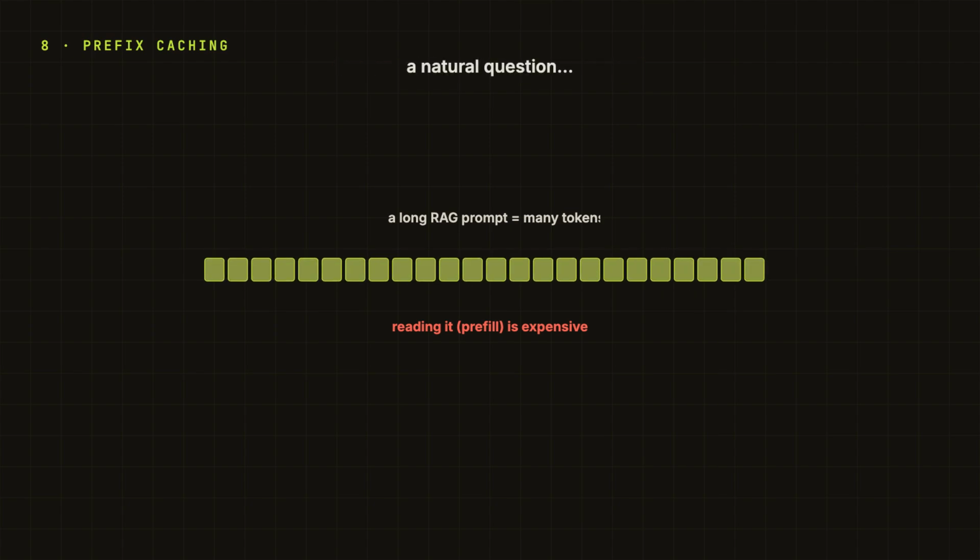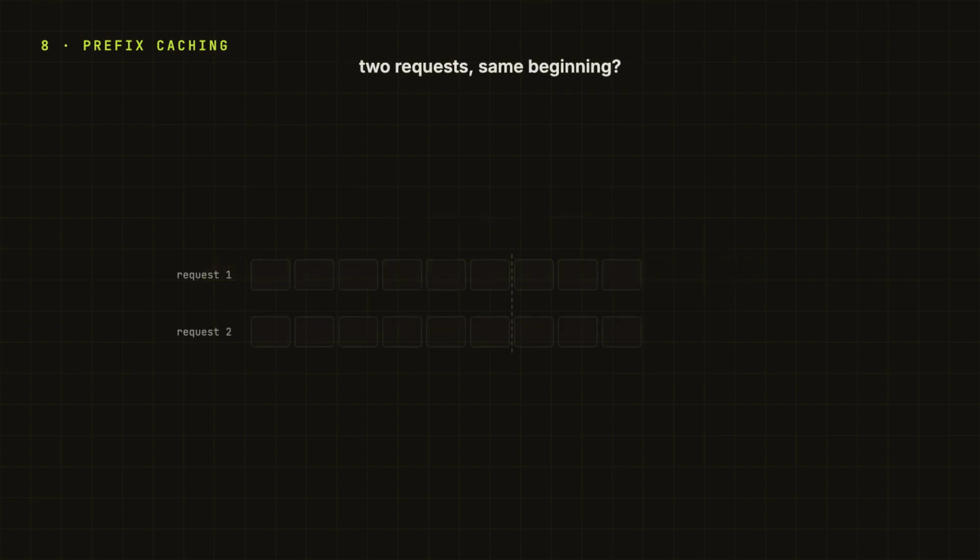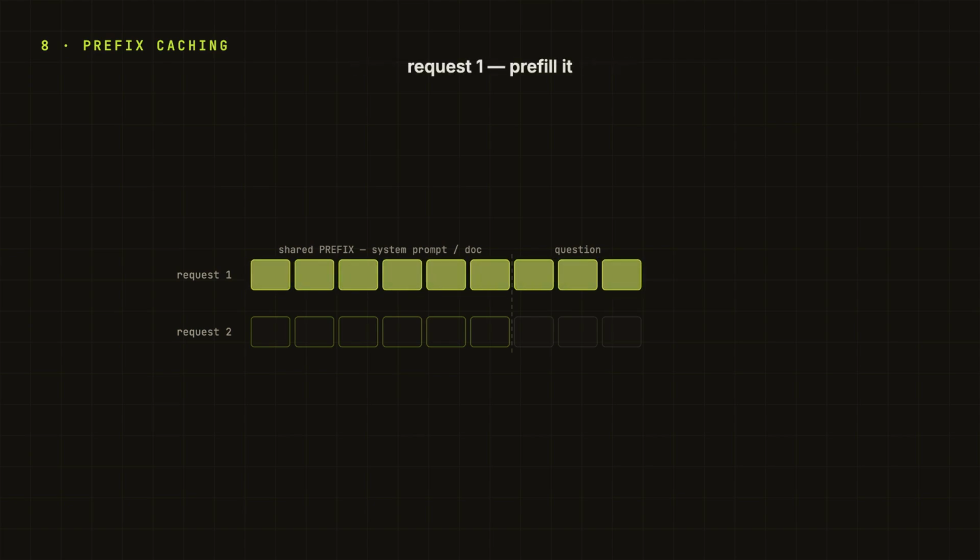And that raises a natural question. What if two requests share the same beginning? Do we really have to read it twice? And often, no. This is prefix caching. Let's say you have a long system prompt or a big reference document that goes at the front of every request. The first time we prefill it and build its KV blocks.